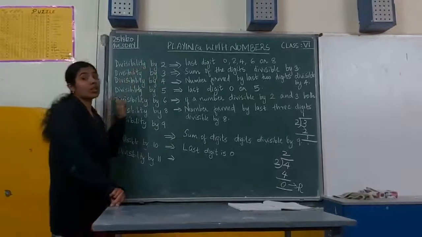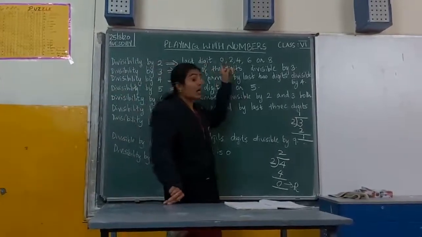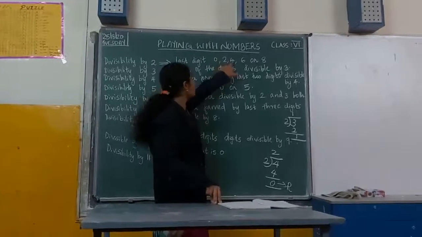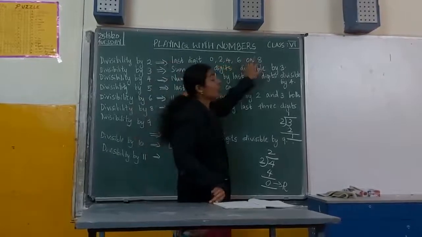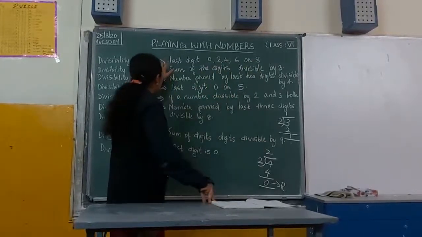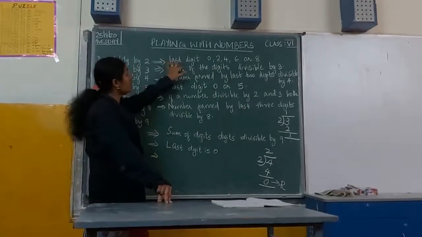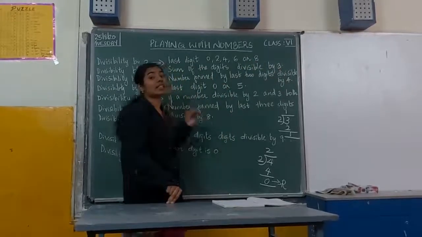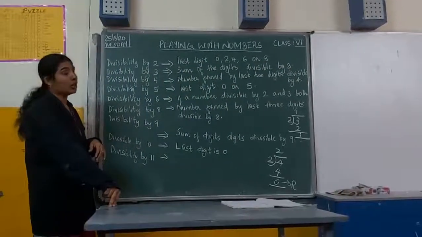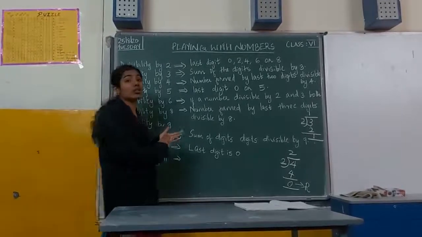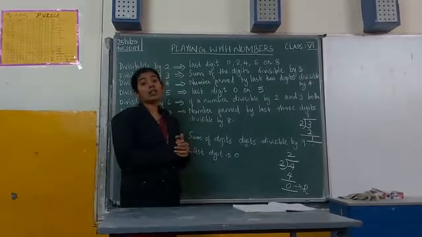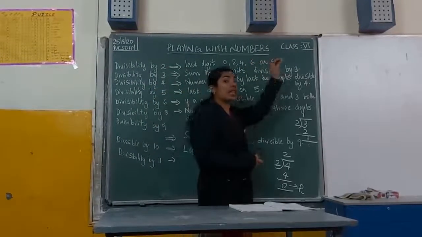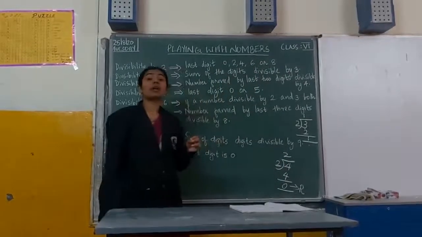What is the rule? See the number and check whether the last digit is 0 or 2 or 4 or 6 or 8. If you are getting the last digit of the number as 0, 2, 4, 6 or 8, then we can say the number is divisible by 2. So how to check the divisibility by 2? See the last digit of the number. If it is 0, 2, 4, 6 or 8, we can say the number is divisible by 2.